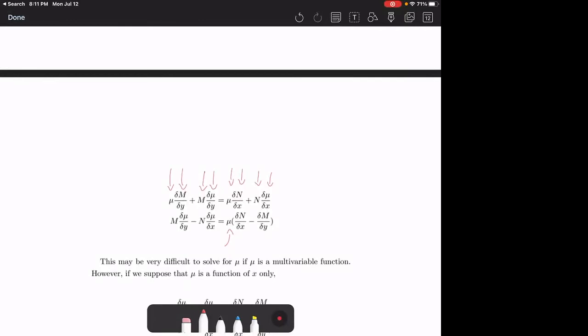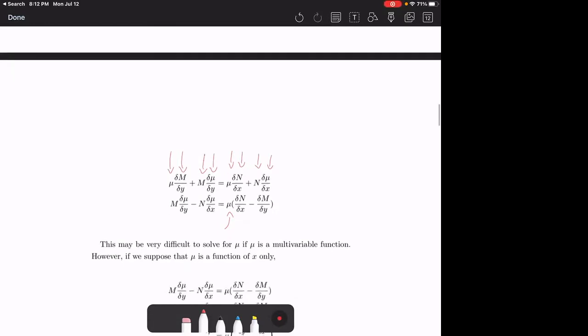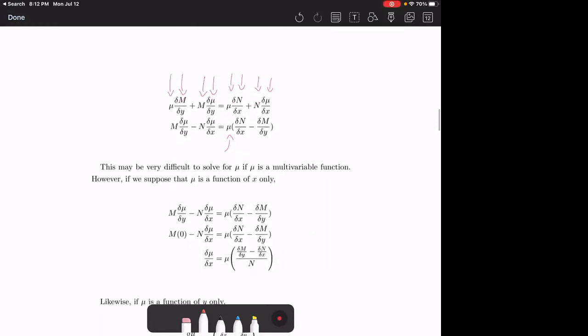Now this may be very difficult to solve if mu is a multivariable function. However, if we get to suppose that mu is either a function of x or y instead of both, that's very powerful. As we see here, we would be able to plug in that the derivative of mu with respect to y is equal to 0 if mu was just a function of x. If we were able to do so, then we would actually be able to find a value for the derivative of mu with respect to x.